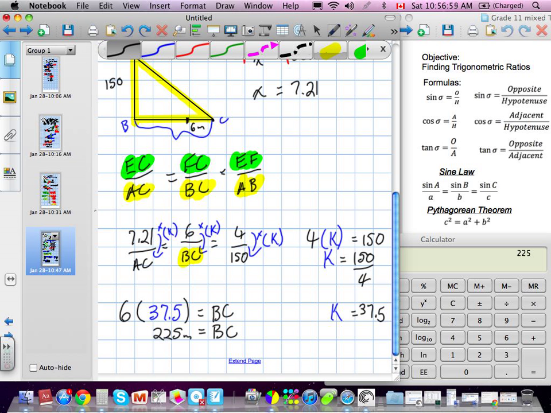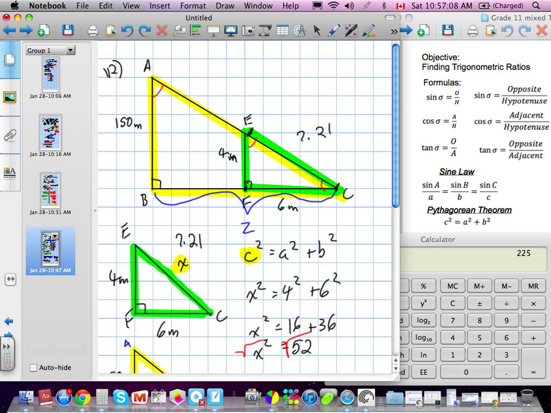Where would you get the letter K from? K is our scale factor. This is something we have to know with similar triangles. What it means is that because all the angles are the same, this green triangle is the same as this yellow triangle. I just have to multiply its distances by a certain number. We call that number K. If I multiply 7.21 here by that K, which in this case was 37.5, it'll give me the distance of AC. What we're saying is the yellow triangle is 37.5 times bigger than the green triangle. If the angles are the same, we just have to figure out what number we multiply by, and you can make the triangle as big as you want. There's just some K, or a scale factor we call it, that we have to figure out what to multiply by.